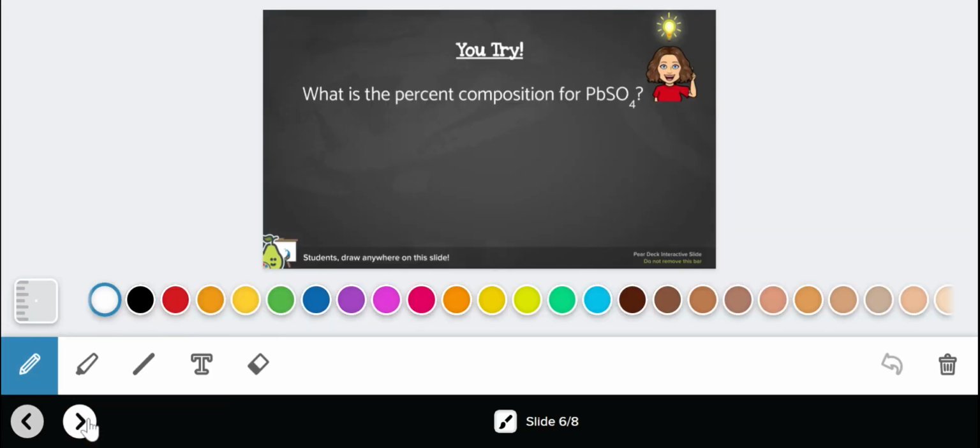All right, so you try this one. Go ahead and pause, try this problem on your own, and then return. Keeping in mind that this has 3 elements, so you have to find the percent of lead, sulfur, and oxygen.